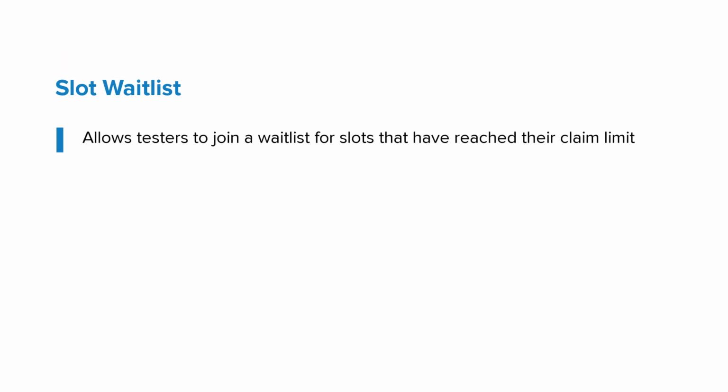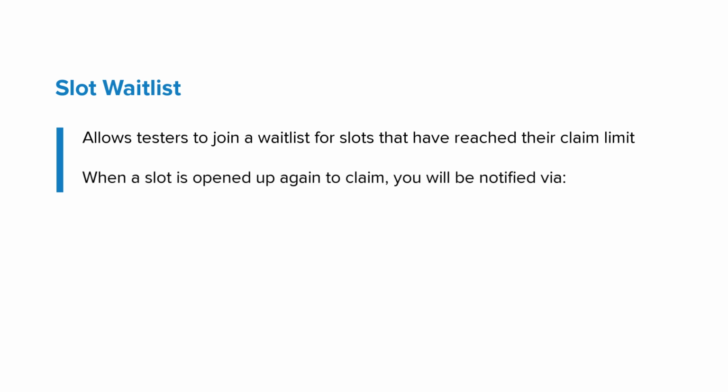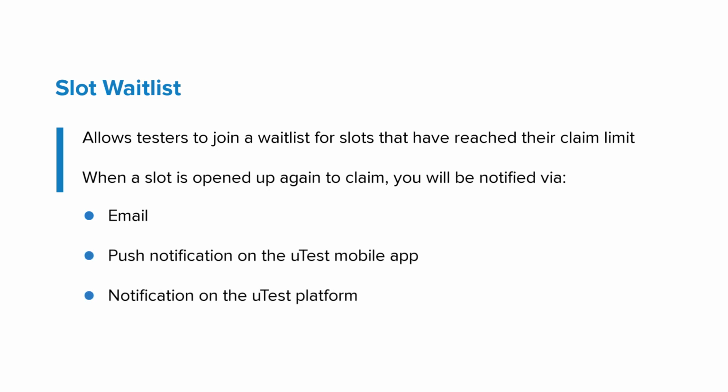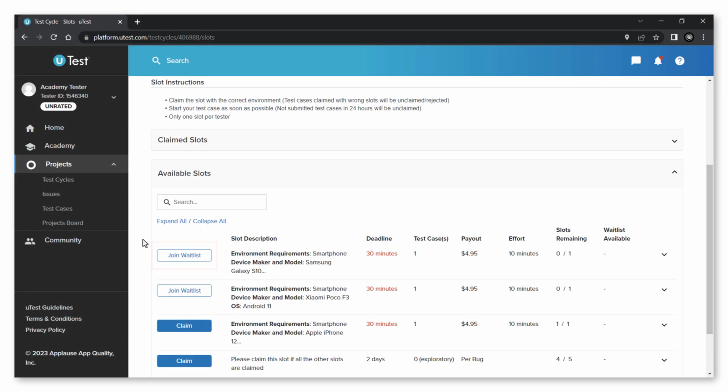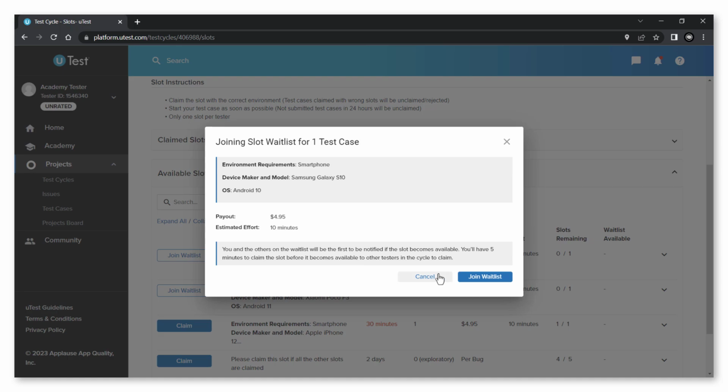The Slot Waitlist feature allows testers to join a waitlist for slots that have reached their claim limit. Testers who joined the slot waitlist will be notified via email, a push notification on the uTest mobile app, and a notification will also be displayed in the tester platform when a slot is opened up again to claim. You can join a slot waitlist by clicking on the Join Waitlist button.